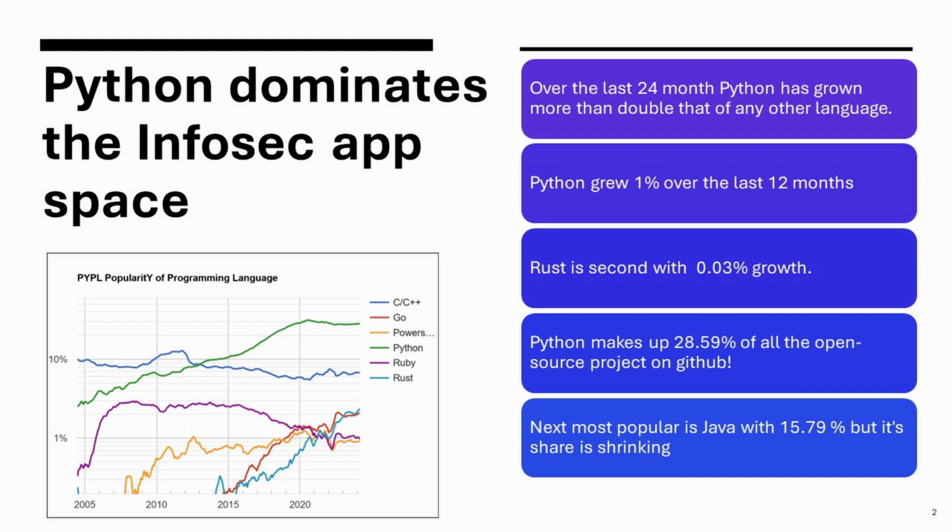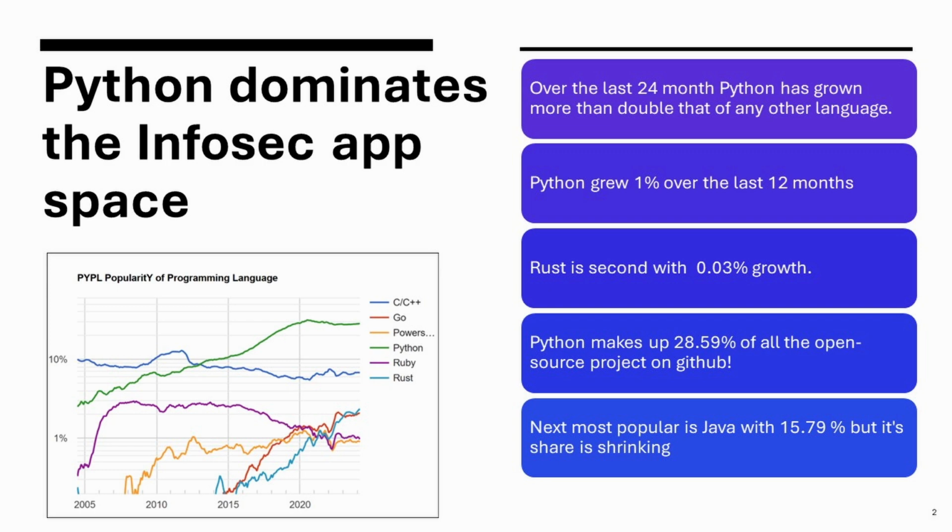Over the last 24 months, as you can see here, Python has grown more than double what any other programming language has grown. Python grew 1% over the last 12 months. The most that any other programming language has grown is 0.03%. That's Rust. Rust was the second fastest growing programming language over the last 12 months. But Python today makes up 28.59% of all open source projects that are being developed. And the next most popular is Java, at 15.79%. Now, if you look at the growth of Java, that one is actually on the decline.